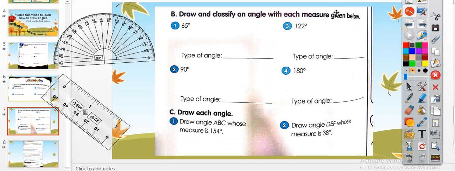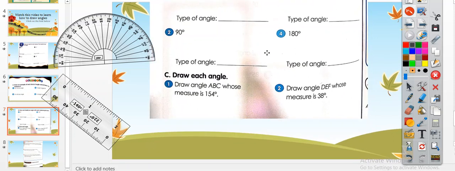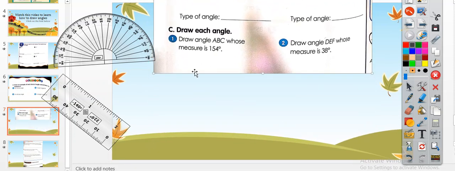Draw and classify each of these angles. All of these angles are going to be done in the same way that I taught you. You can go back in the video and watch it and just apply the tips and the steps that we did to draw the angles. Also, this question: draw an angle with a measurement of 154. Draw an angle which has a measurement of 38. We'll draw those two with you.